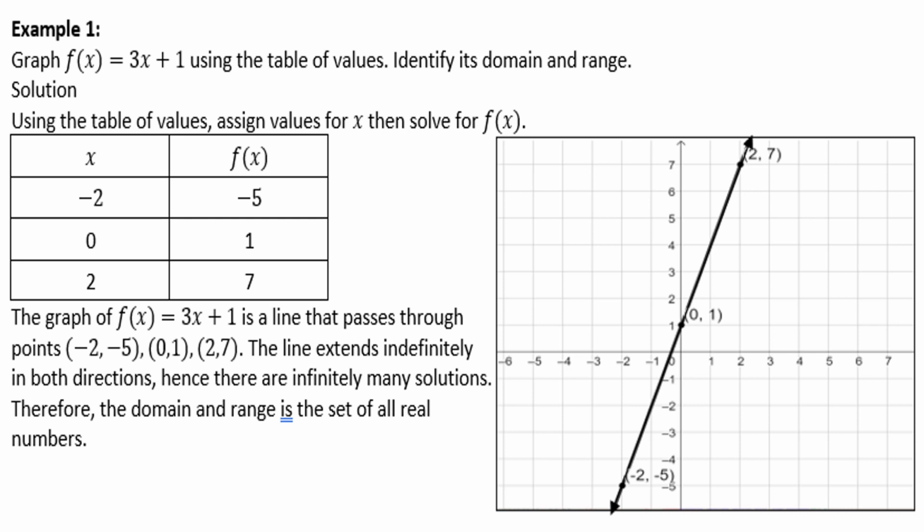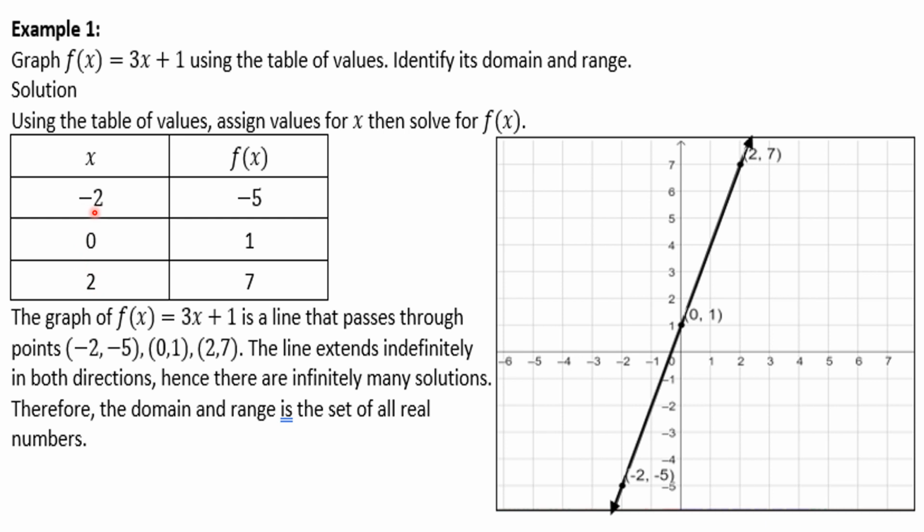Okay, so we have here example number 1: graph f of x equals 3x plus 1 using a table of values, and identify its domain and range. For the solution, using the table of values, assign values for x, then solve for f of x. Since x is an independent variable, as we said in our previous topic, we can use any value for x on our x-axis. So, the values I chose, for example, are negative 2, 0, and 2.